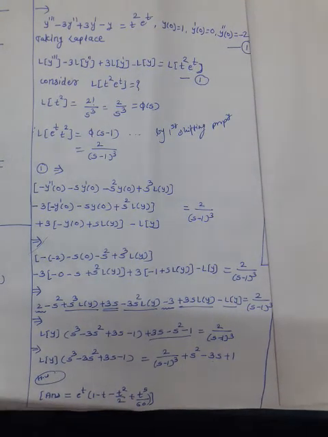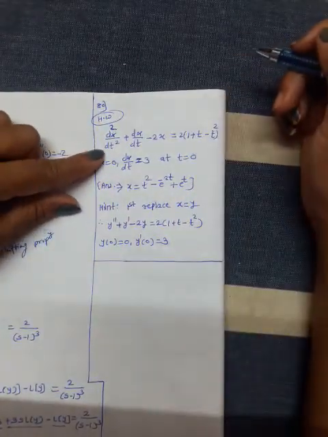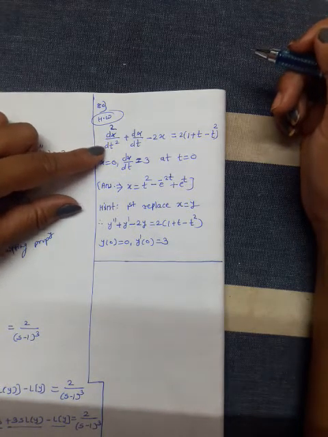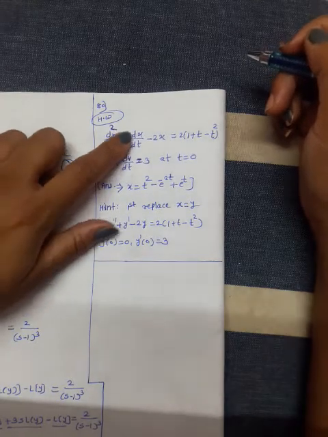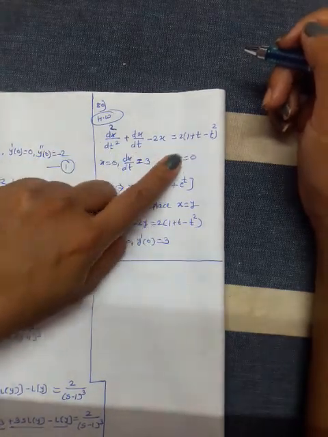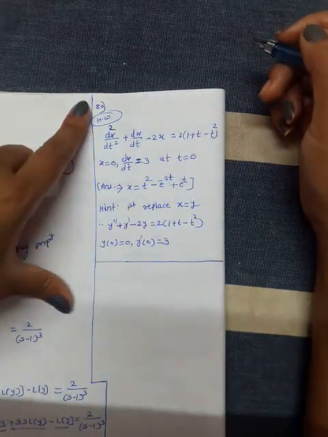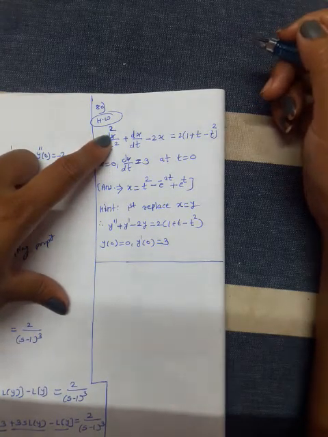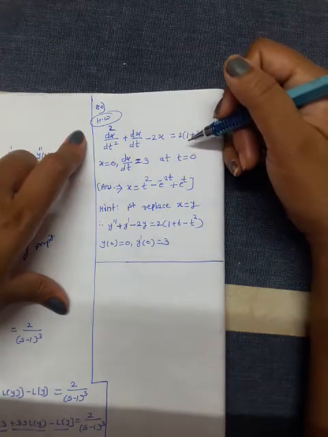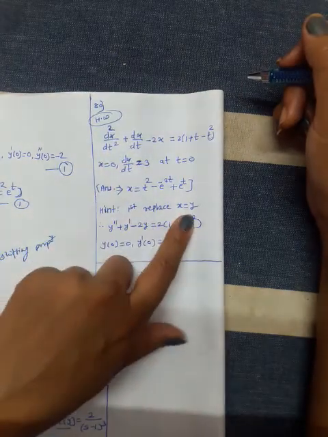Okay, here are some homeworks for you. d2x by dt square instead of y in some examples, x can be given in place of y: d2x by dt square plus dx by dt minus 2x is equal to 2 into bracket 1 plus t minus t square. Whatever it is, we have the formula for y dash, and in terms of t, the denominator must contain t and the numerator must contain y. Okay, if such types of equations are given, then the first hint is: first replace x is equal to y in the above example.